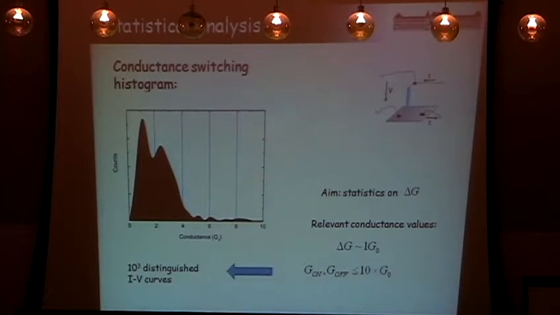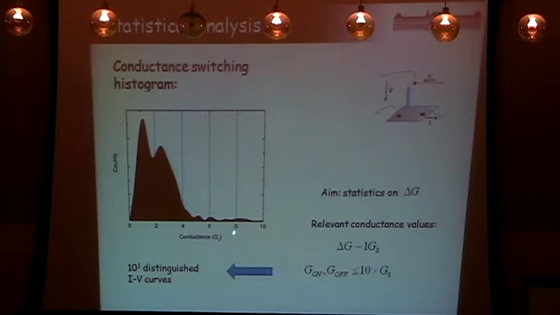What we found in such a case is that if we made 10 to the 3 distinct IV curves, these IV curves are really different realizations, meaning that we put the tip on the sample, measure the IV curve, retract it, and put it at another random place. So it's really good statistics in that sense that it averages over the surface. What we found in such a case is a conductance switching histogram, something like this.